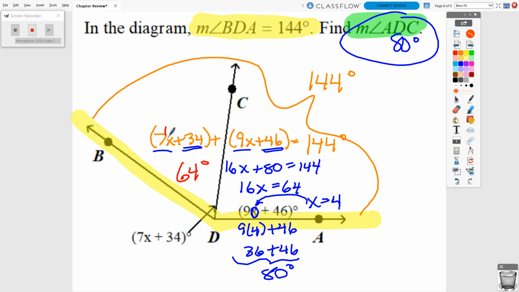And I could kind of double check that if I wanted to. 4 times 7 is 28. 28 and 34 is 62 degrees. Ooh, did I mess up somewhere? Did I not add? Oh, 36 and 46. Come on, Mr. G. It's not 80. I was thinking 6 and 4. That's 82 degrees. So yeah, 62 degrees and 82 degrees. My bad. See, even teachers make mistakes. It's okay, guys. Except I don't get points taken off, right? I could correct my mistake real quick.